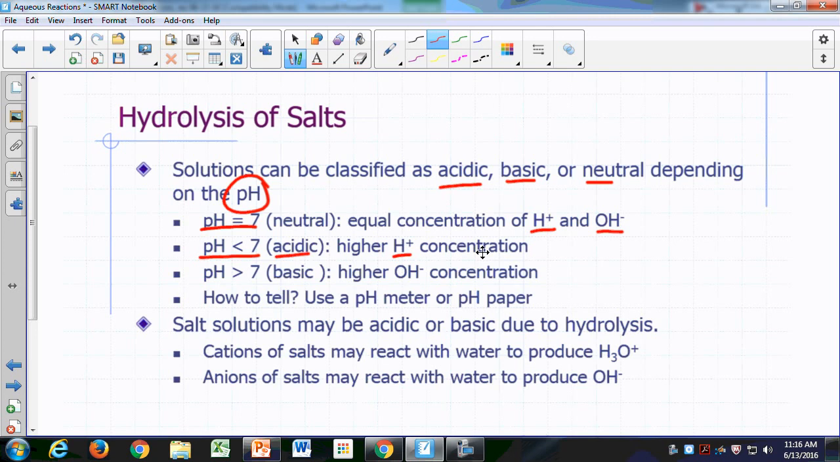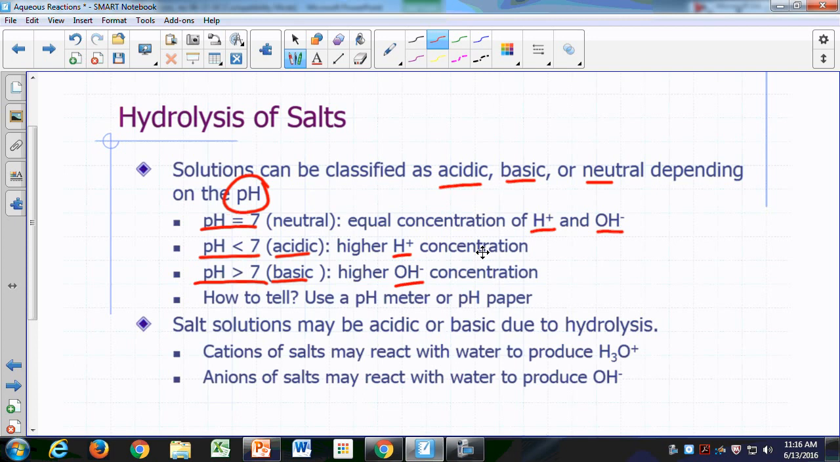If you have more hydroxide than H plus, then you have a basic solution. So if you recall, an example of a base would be something like sodium hydroxide. You put sodium hydroxide in water, it gives you hydroxide ions. That makes hydroxide ion concentrations higher than H plus. So pH greater than 7 would indicate that you have a basic solution.